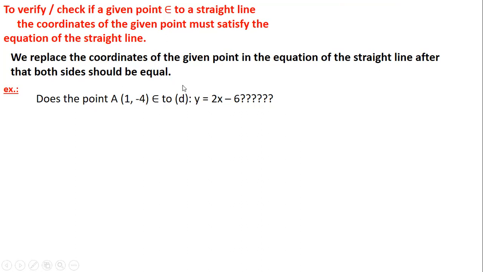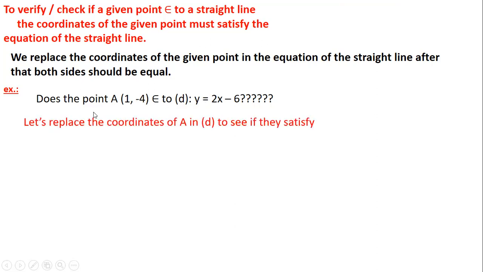I take the equation of a straight line D and I replace the abscissa and the ordinate in the Y and the X. So we say, let's replace the coordinates of A in straight line D to see if they satisfy. YA, is it equal to 2XA minus 1? I should check if they are equal.